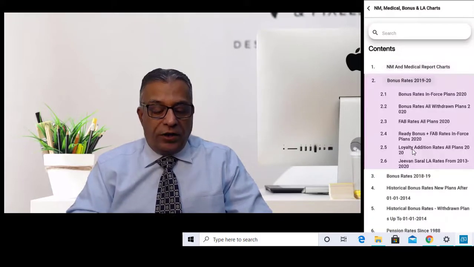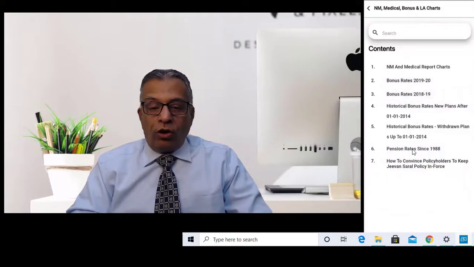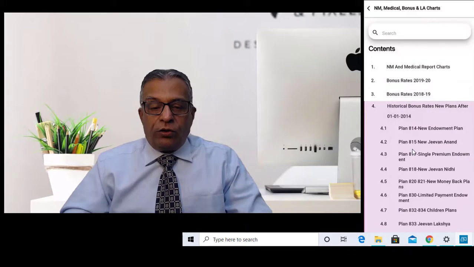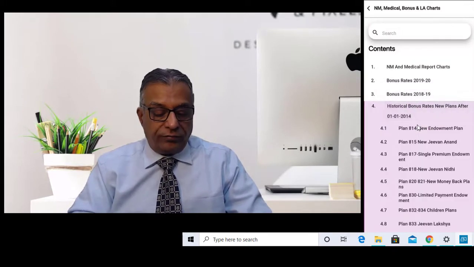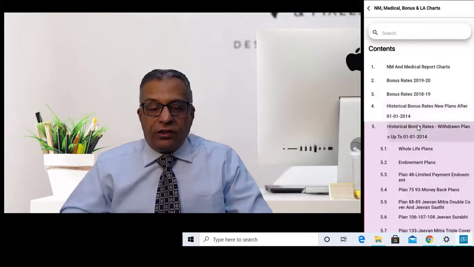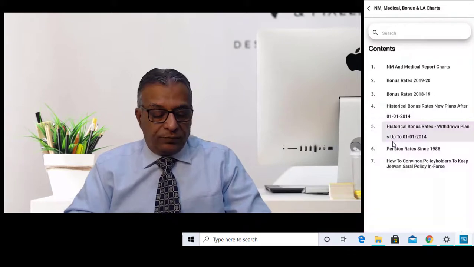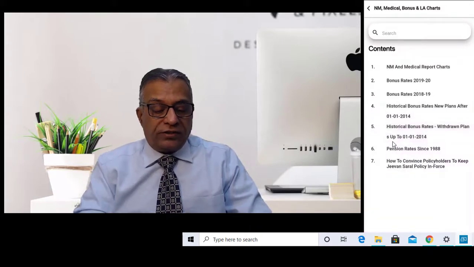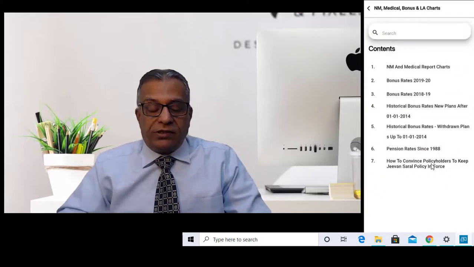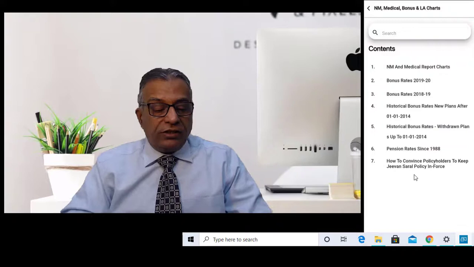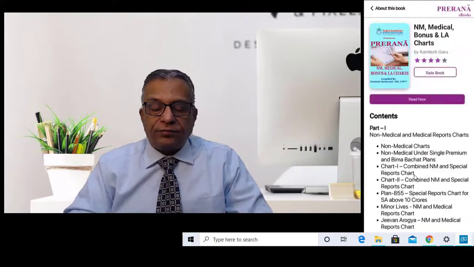Bonus rates for 19-20, bonus rates for 18-19, historical bonus rates under the plans introduced after 1/1/2014, all the bonus rates from 2014 onwards, and historical bonus rates under all the old plans for the last 35 years, you will get under this. Of course, the pension rates from 1988 and how to convince the prospects to keep a Jeevan Saral policy in force. These are covered under non-medical, bonus and loyalty addition charts.